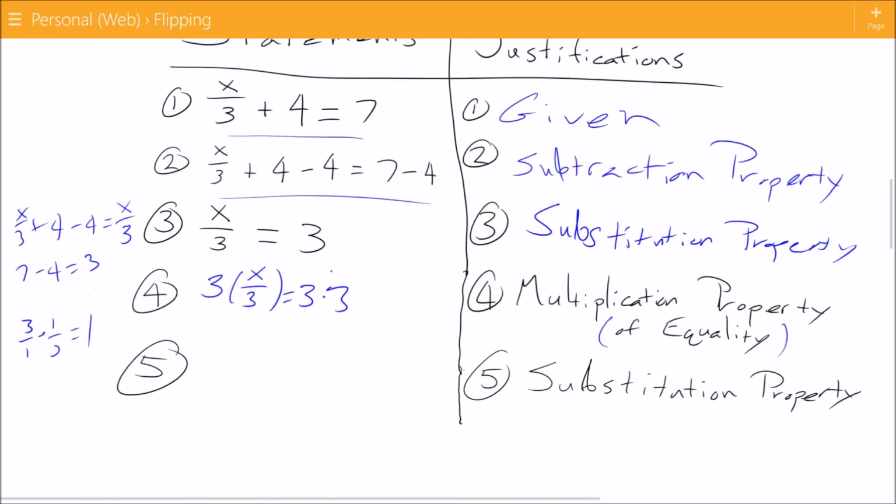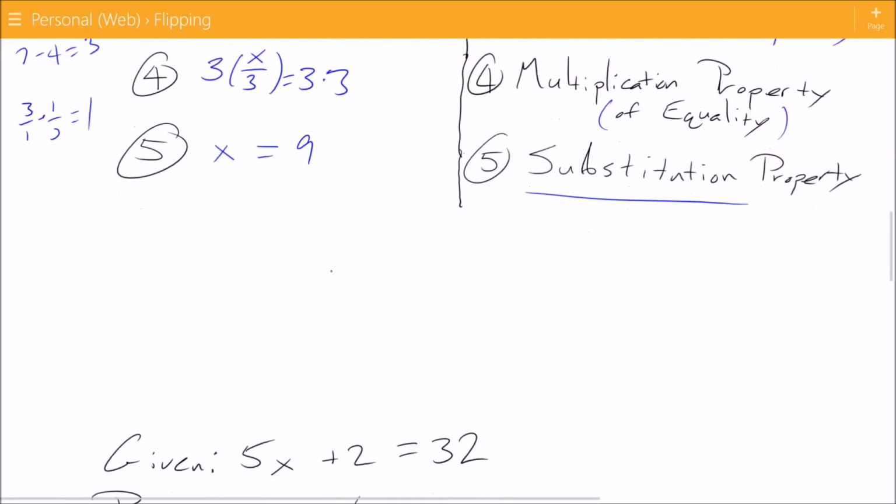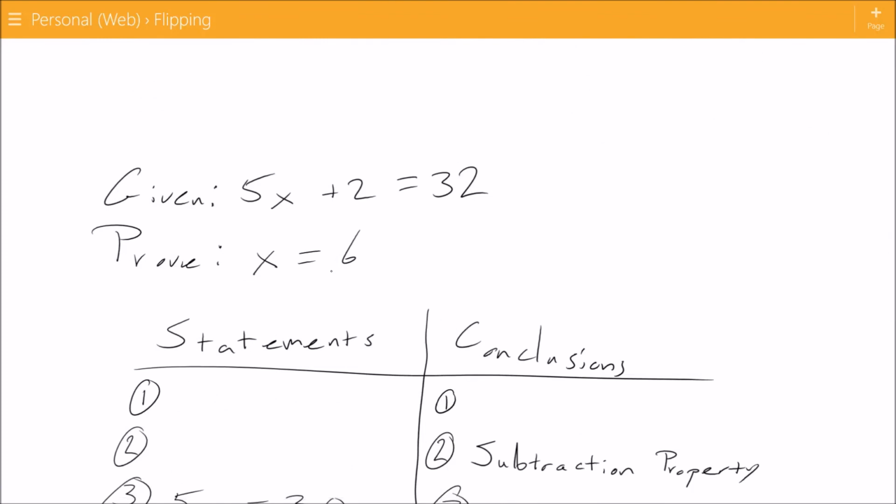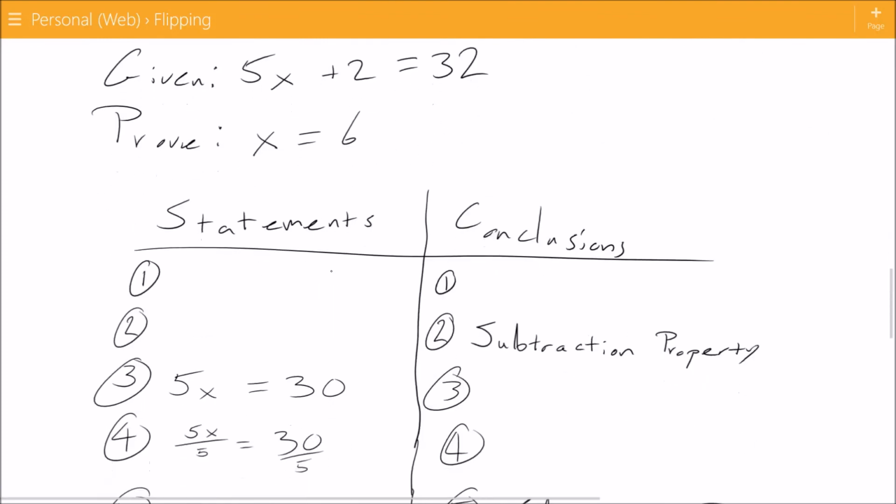And hey, that works here because I have on the left x, 3 times 3 can be substituted, hence substitution property, with 9. There we go. We are all set. All right. I hope those were some good examples here and they made sense. I want to give you one to work on before we gather back together.